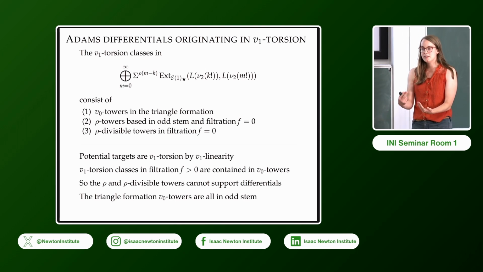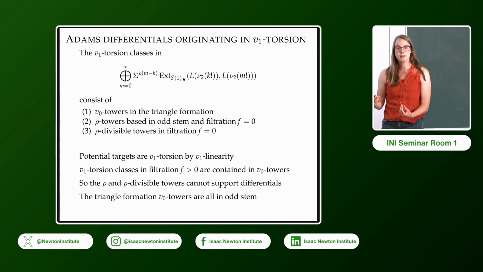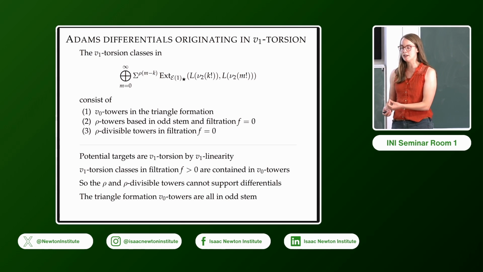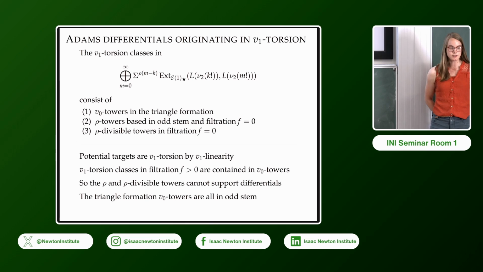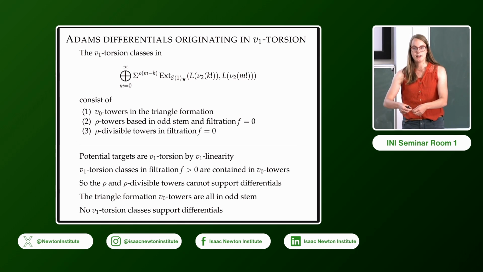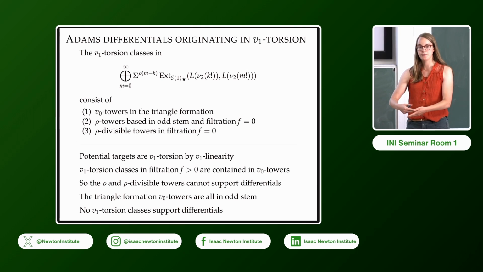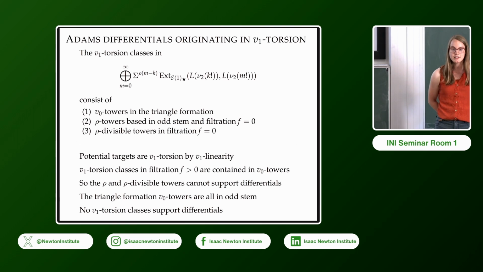And so that leaves us to consider the V0 towers in the triangle formation, but all of those are in odd stem, and Adams differentials decrease the stem by 1, so those also cannot support Adams differentials. And so at least on the level of the E2 page, there are no d1 differentials on these V1 torsion classes.